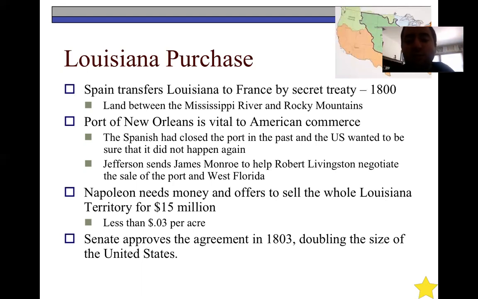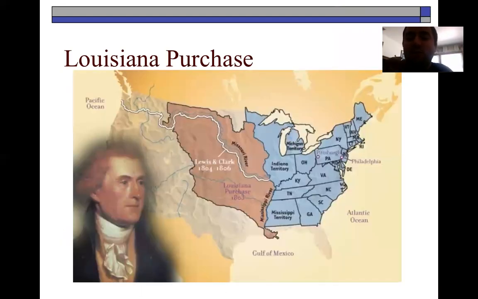So the Senate approves this in 1803. This is crucial to highlight or underline. It doubles the size of the United States. With one stroke of the pen, this agreement, the size of the United States is now doubled. The Louisiana Purchase is this expansion of territory in the United States.